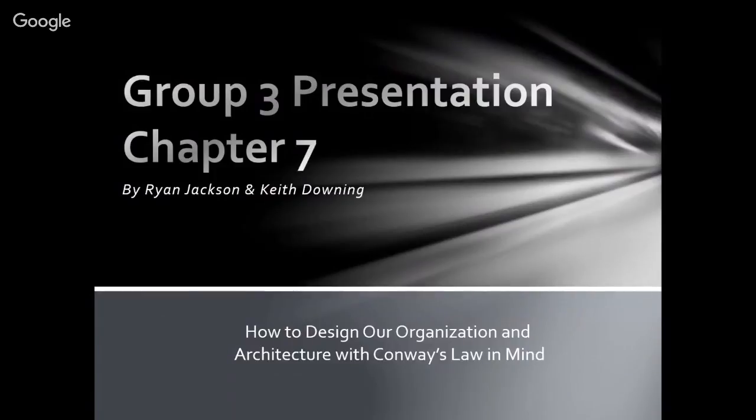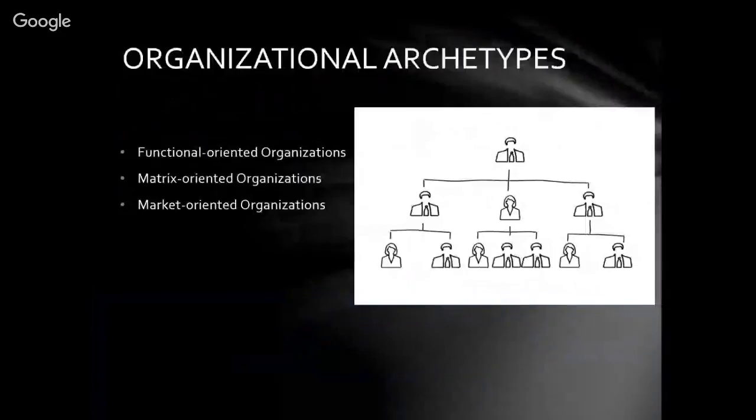Group 3 presentation on Chapter 7 by Ryan Jackson, Keith Downing, and this is Keith Downing presenting How to Design Our Organization and Architecture with Conway's Law in Mind. Organizational archetypes. We have the three types here we're going to talk about: functional-oriented organizations, matrix-oriented organizations, and market-oriented organizations.